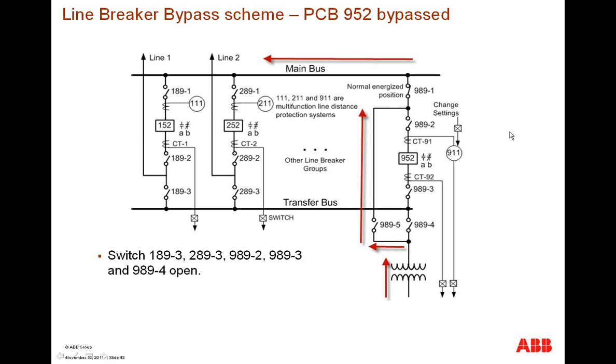So we'll look at PCB 952 being bypassed. We would need to open up the disconnect switches associated to 952 by opening up 989-2 and 989-3. We would close disconnect switch 989-5, thus feeding the transformer directly onto the main bus. With this scenario, your CTs 1 and 2 associated to breakers 152 and 252 will provide your transformer differential protection. And once again, as with the line breakers being bypassed, there will be no bus protection needed.